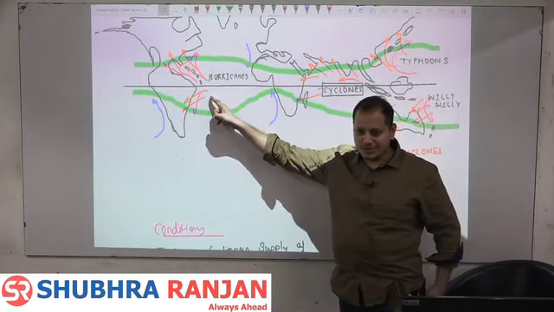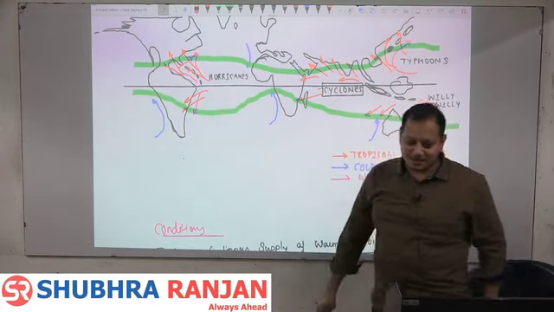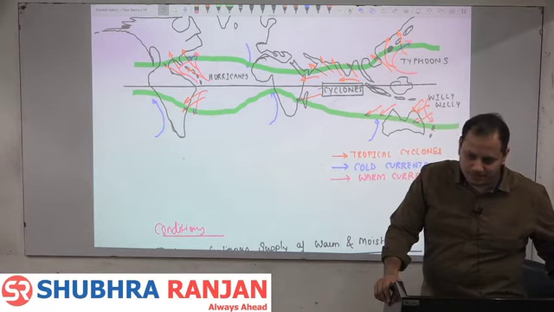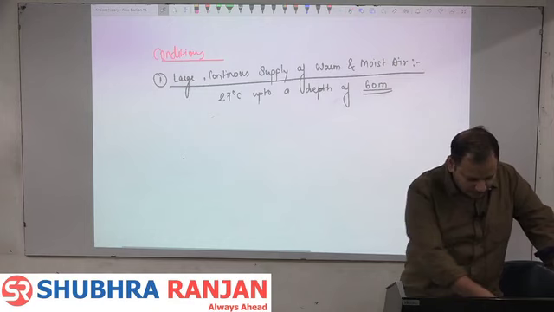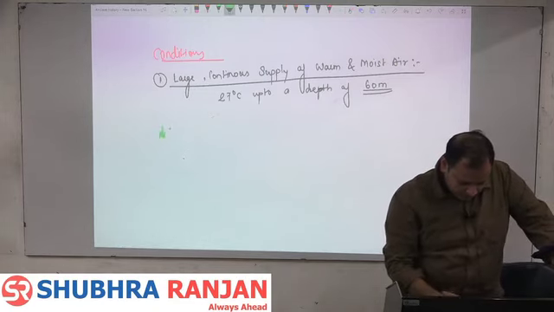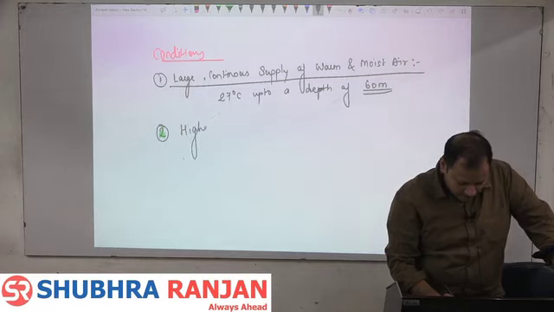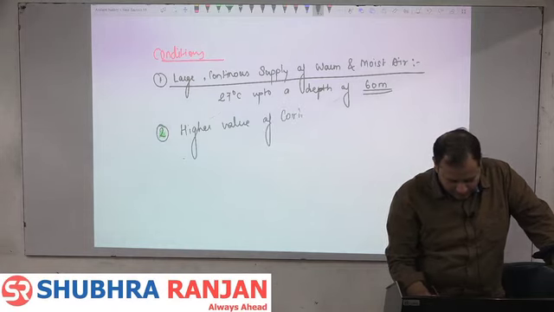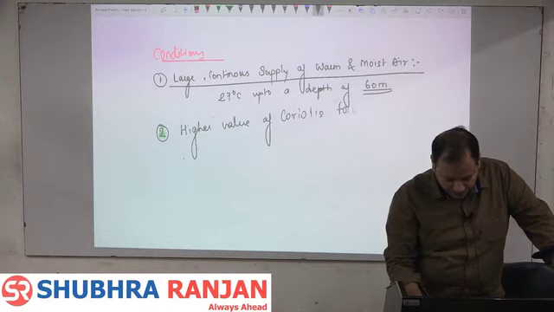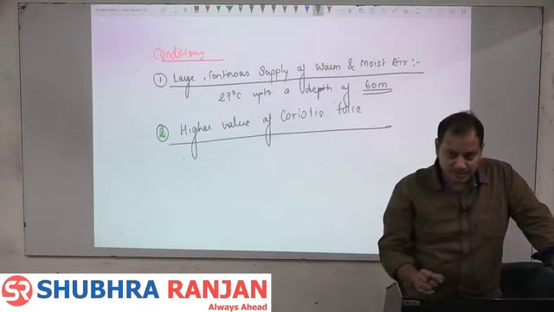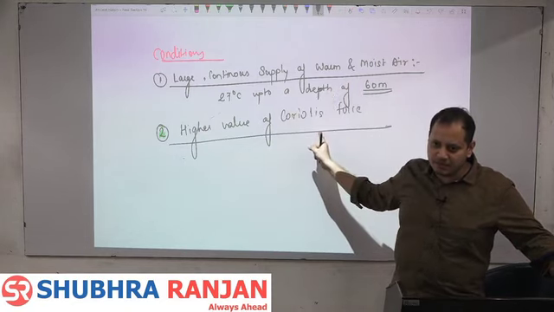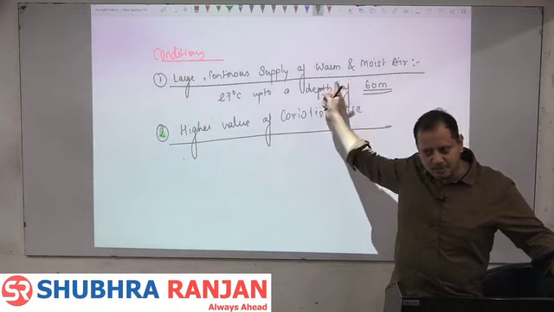Western side of the oceans, not the continents, where the temperatures are higher. Clear? Second condition: higher value of Coriolis force. Always remember, in the exam your first condition compulsorily has to be this. You cannot start with this one. Fine? It has to be this.